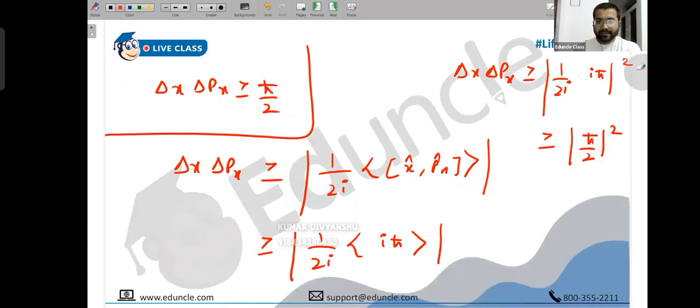Heisenberg's uncertainty principle with commutator. Somebody had written a square there, but that was handwritten. Everywhere else it's not there, so remove it. So we got the result now, and that's the best part: delta x into delta px is greater than or equal to ħ by 2, as expected.